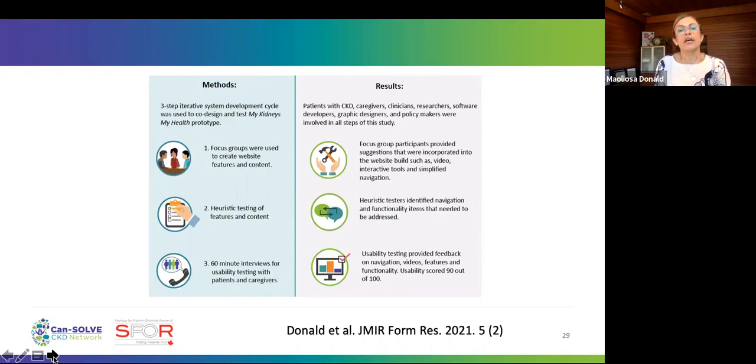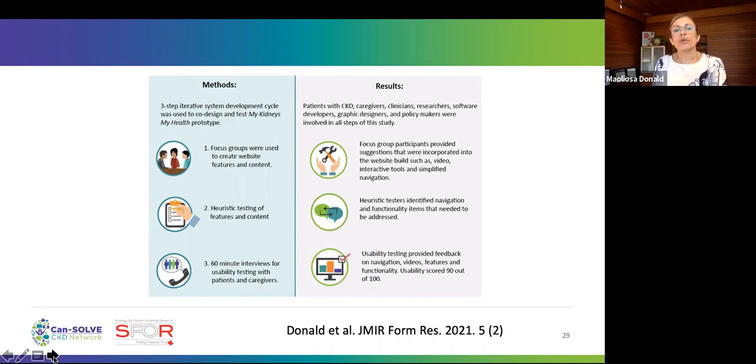Once we created the basic content, we did focus groups to show people some features and functions of the website, to understand how that tailored interactive component could be integrated into the website. Once the website was developed in a very basic form, we did heuristic testing with patients and external agents to test how the navigation worked, how the features worked, and how the overall presentation of the website looked. And then finally, we did 60-minute in-person interviews with usability testing with patients and caregivers.